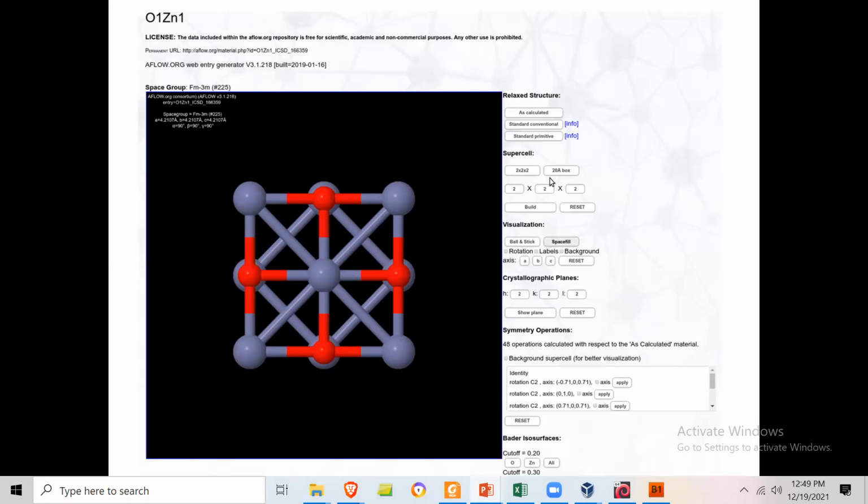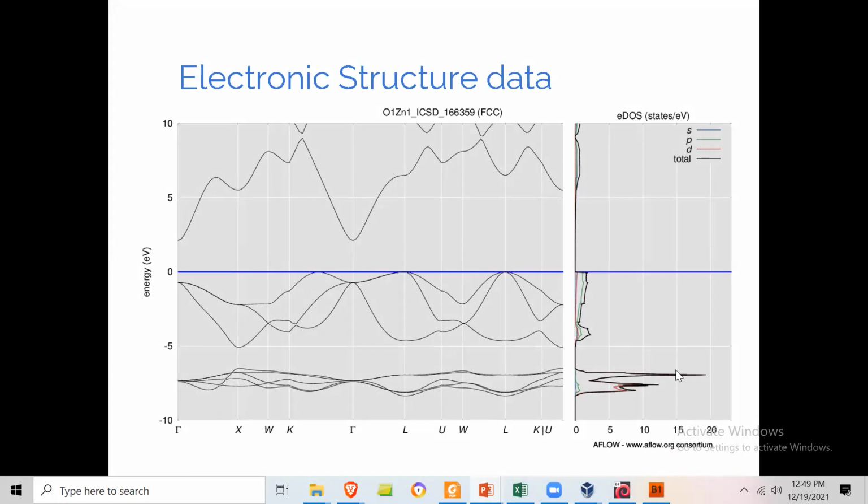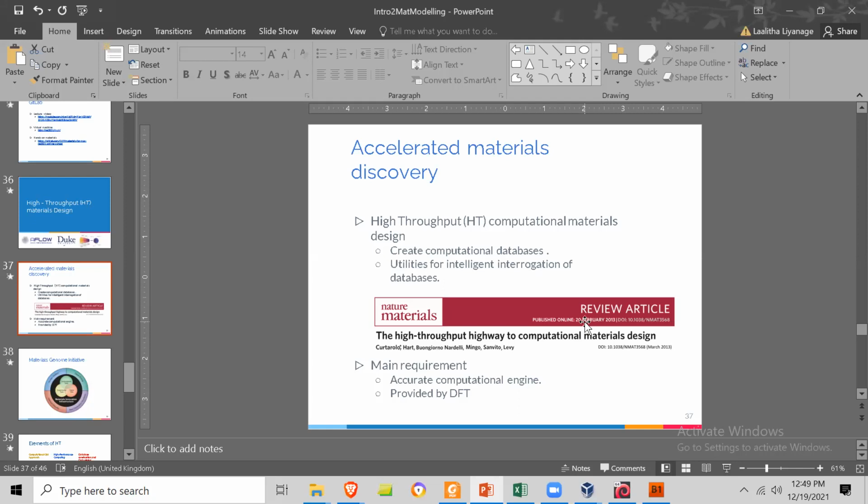It's visualized. You can get the band structure with the DOS. All of this is available, and basically, without running anything, some information can be taken. Of course, when you want to see the effect of an impurity or something like that, that's not there. But you can get an idea of the basic system or the pure system before going into the calculation.